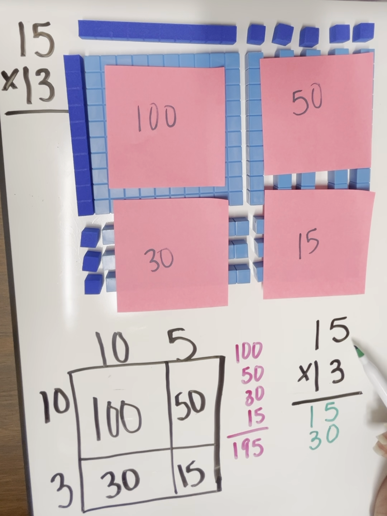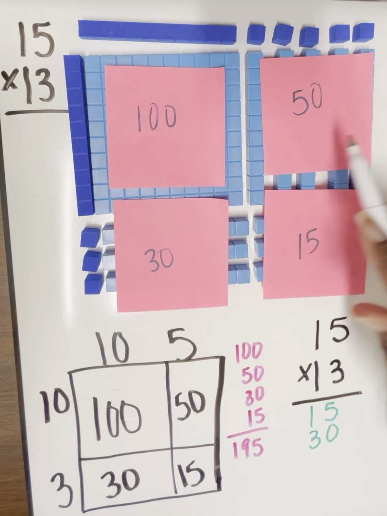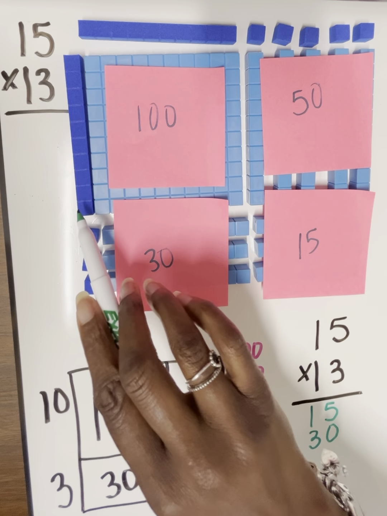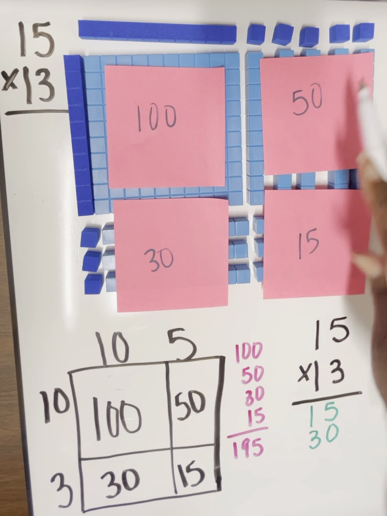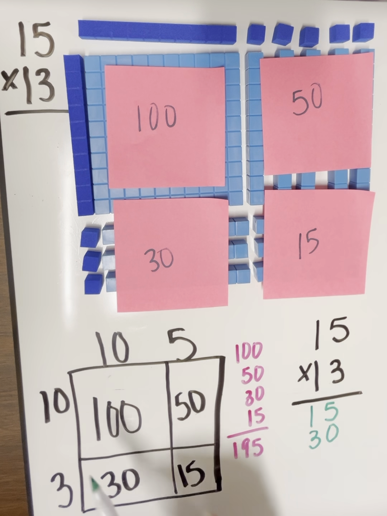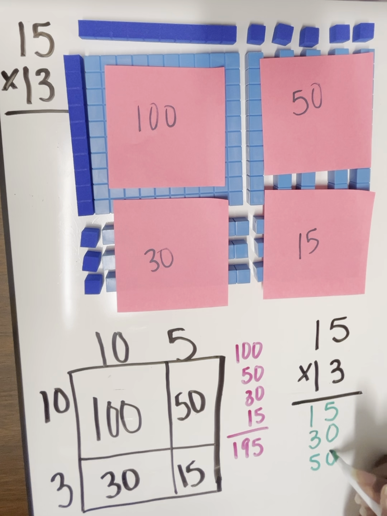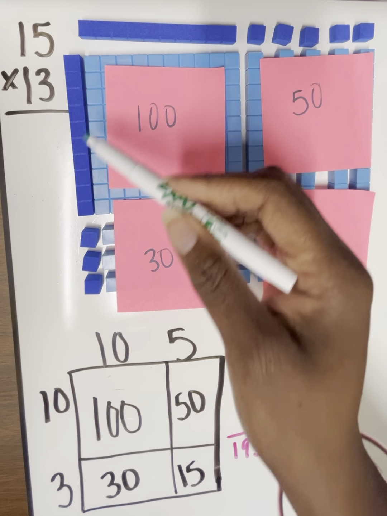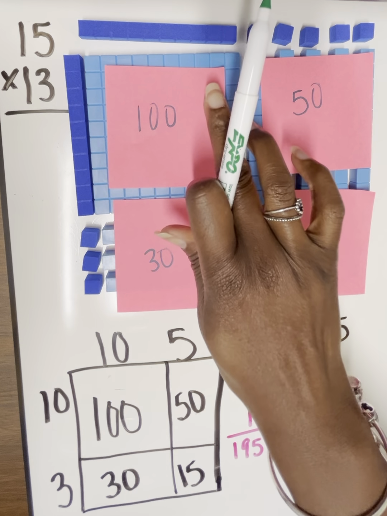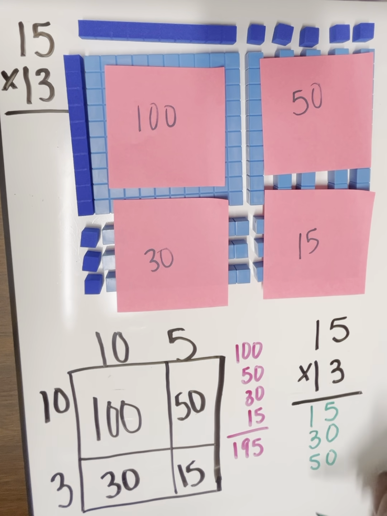Now I have 1 ten and 5 ones. Let's find that on our base 10 blocks. 1 ten, 5 ones has a value of 50. And we can even see that down here on our area model. 1 ten, 5 ones has a value of 50. And then 1 ten times 1 ten has a value of 100, okay?